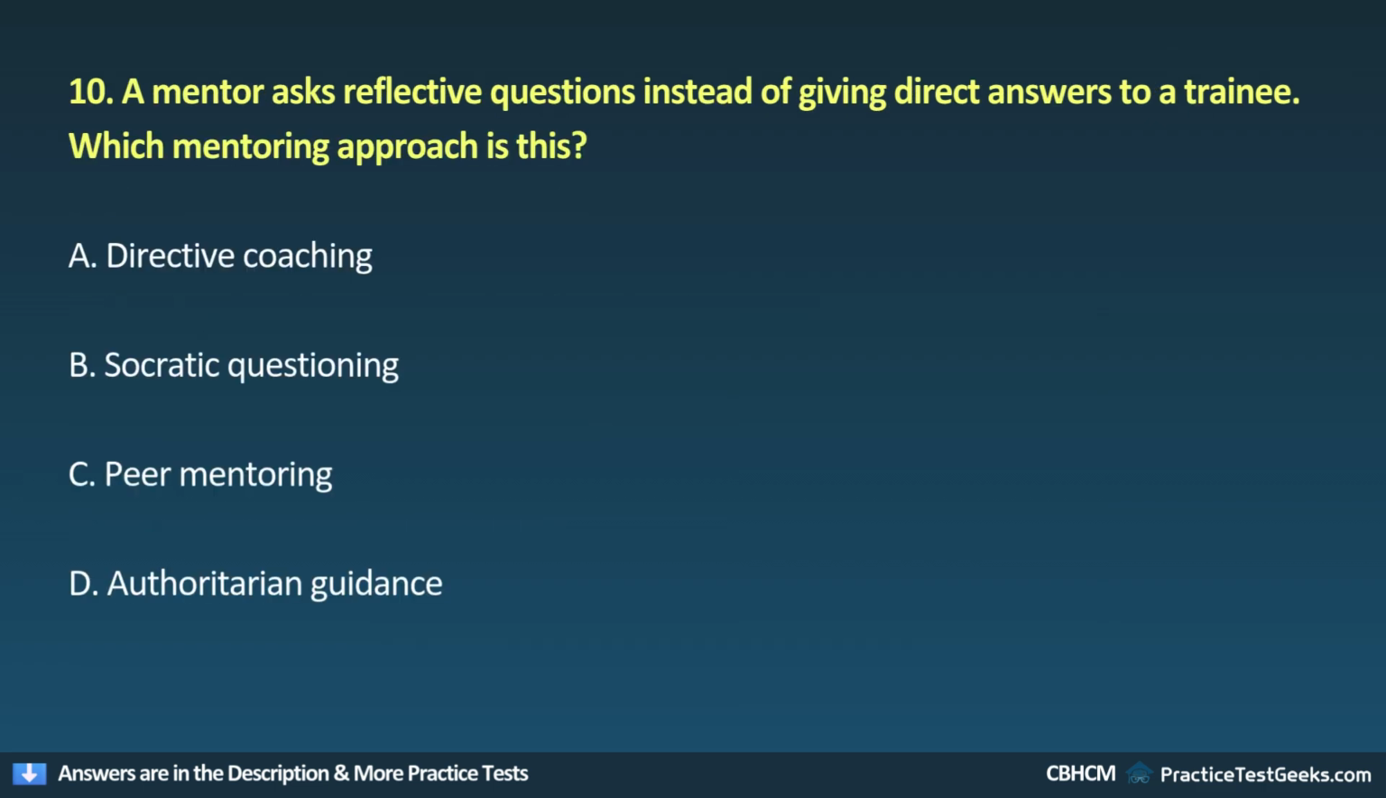10. A mentor asks reflective questions instead of giving direct answers to a trainee. Which mentoring approach is this? A. Directive coaching. B. Socratic questioning. C. Peer mentoring. D. Authoritarian guidance.